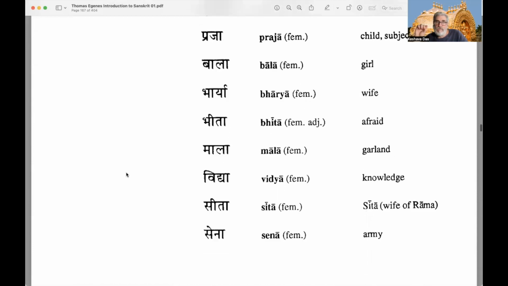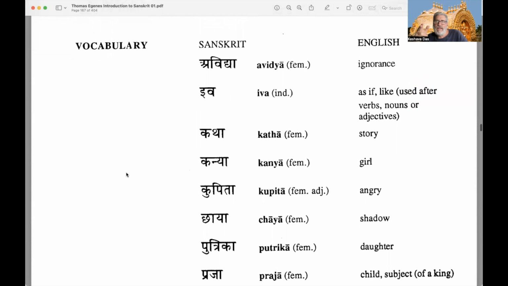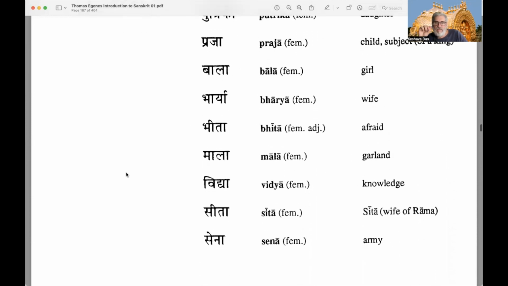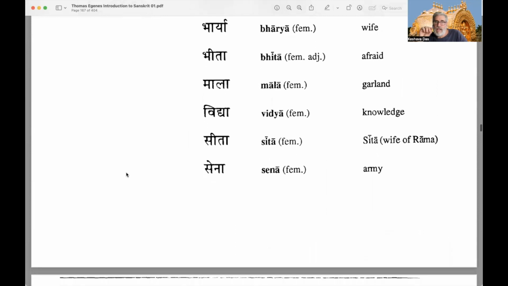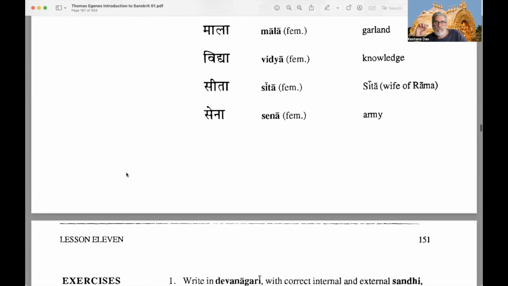We have vidya, knowledge, which we can compare to avidya. When we put a short a in front of something in Sanskrit, it usually gives us the opposite meaning. Remember, we also had gachati, which means to go, and agachati, which means to come. So this works also for this short a in the beginning of something, prefixing something. It works for verbs and it also works for nouns in Sanskrit. So we have here vidya, which means knowledge. Then we have Sita, the wife of Rama. And we have sena, which was our paradigm for long A ending feminine nouns. Sena, a feminine word meaning army.